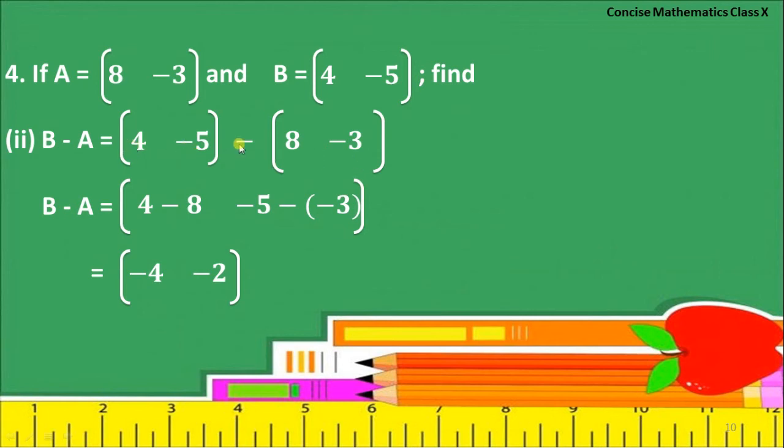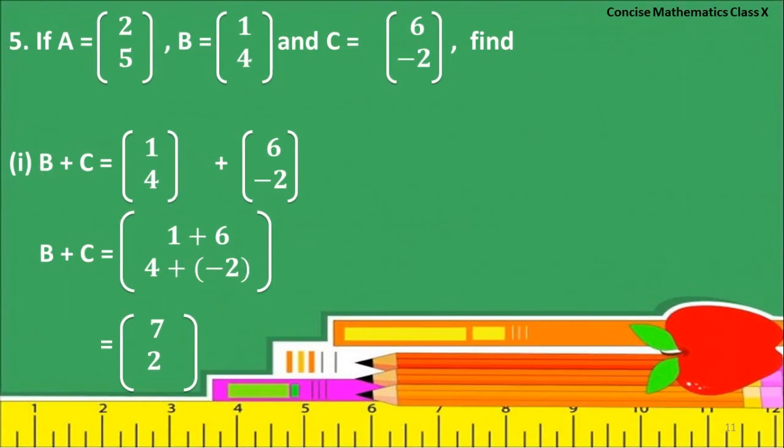4 minus 8, that is minus 4. Minus 5 minus of minus 3. Minus of minus 3 leads to plus 3. So minus 5 plus 3 is equal to minus 2. This is the difference of A and B, that is B minus A. In subtraction also, the given matrices and the difference will be of the same order.